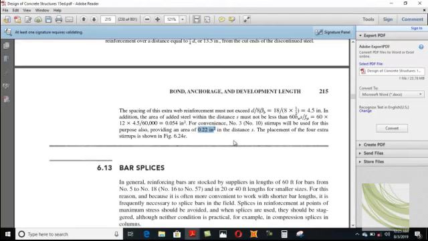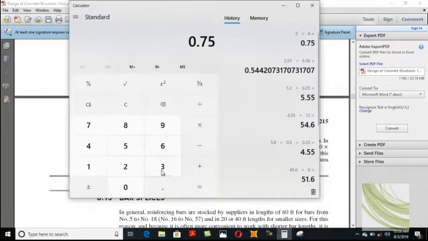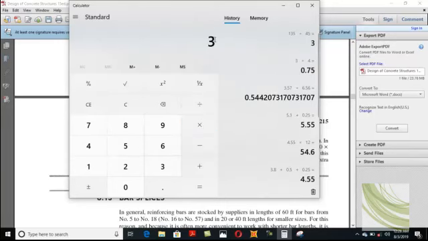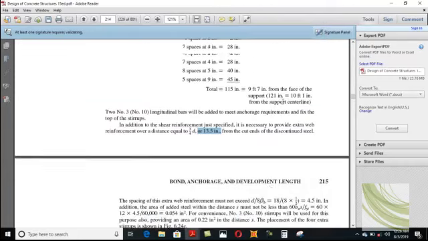The placement of the 4 extra stirrups is shown. Now, how much extra stirrup is required? 4.5 inch spacing for a distance of 13.5 inches. So divide 13.5 by 4.5, which gives you 3, meaning 4 bars will be extra and will be used behind the cutoff point.